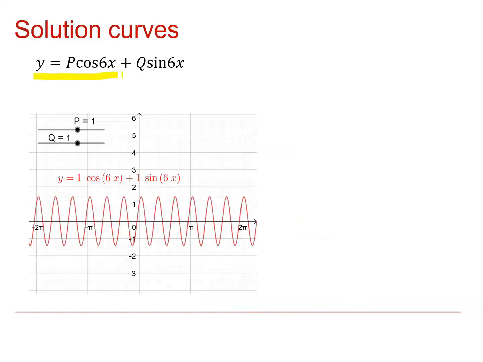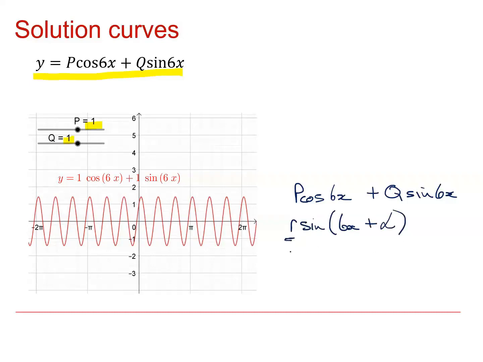And you can move straight from the roots of the auxiliary equation to quoting this as your general solution. Okay, let's have a look at a plot for this general solution. Here it is with P and Q equal to 1. And one of the things you should know from elsewhere is that we can write a combination of cosines and sines of the same angle as r sine, in this case 6x, plus alpha.